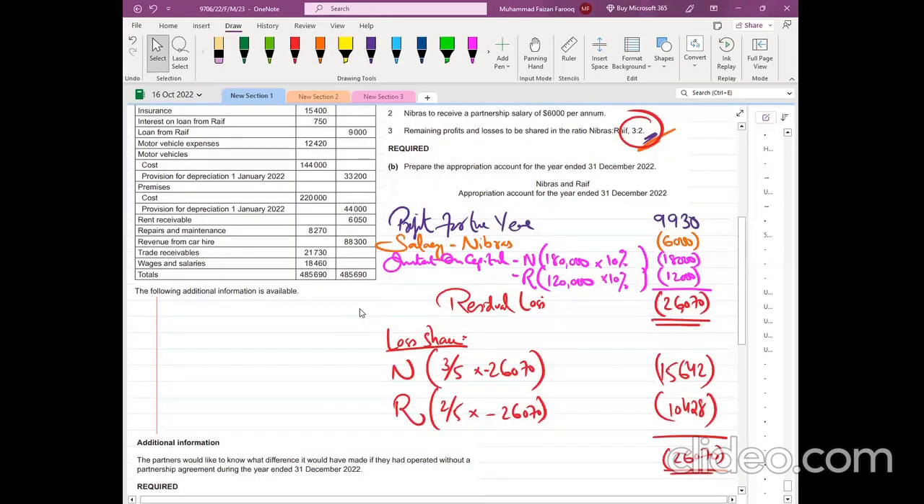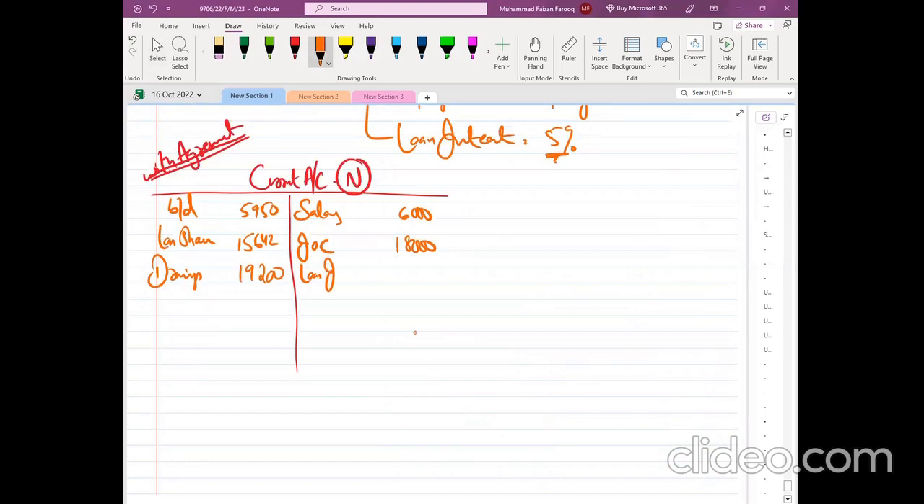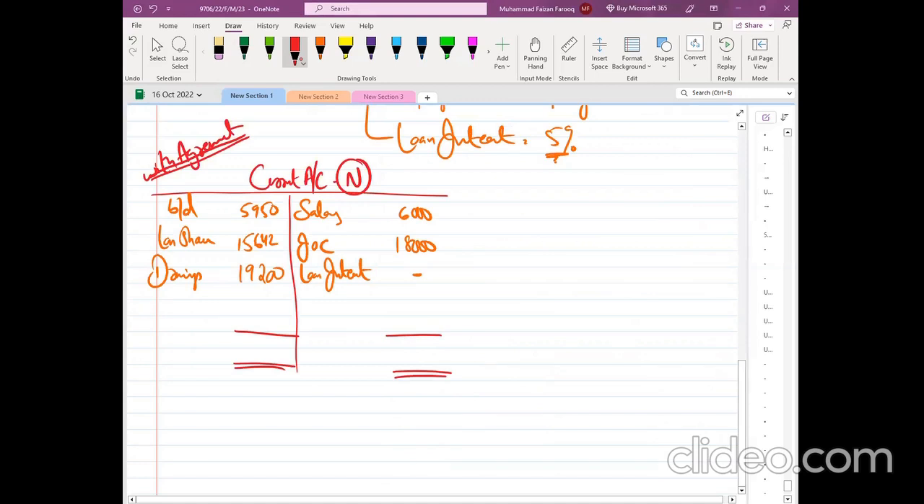Who provided the loan to the partnership? It's Reeve, right? Loan interest also comes in the current account, but in the case of Mr. Nibras, there is no loan. He didn't provide a loan to the partnership. So which side is higher, which side is lower? Help me with this, please. I think the credit side is higher. Help me with the balance, please. Interest on loan must come in the current account. Nibras hasn't provided any loan to the firm. That's why it's zero. If it is Rai's current account, 900 must come. But this is Nibras, right?